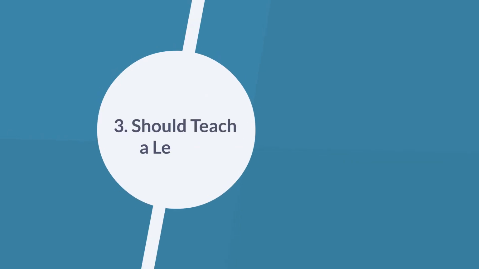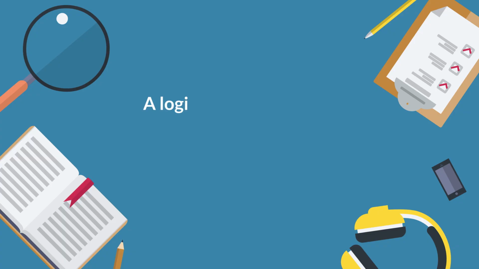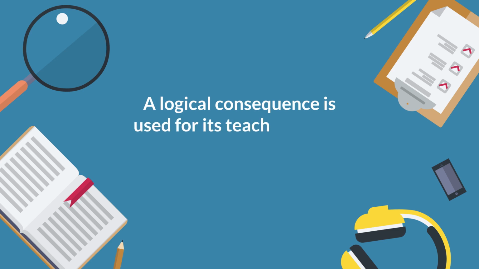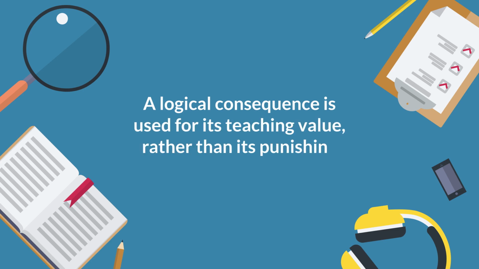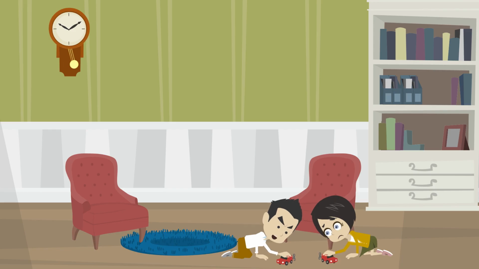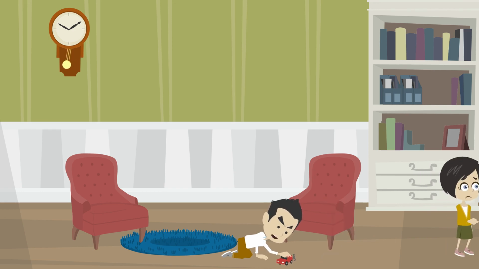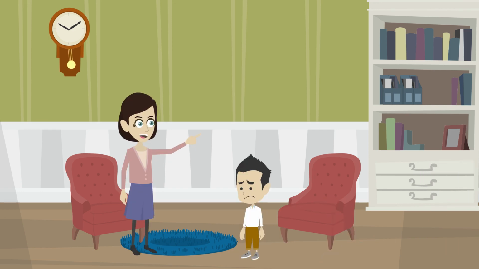3. Should teach a lesson. A logical consequence is used for its teaching value, rather than its punishing value. If a child is rude to a playmate and the playmate leaves, explain to the child that their behavior drove the playmate away and that's why they have to play alone now.